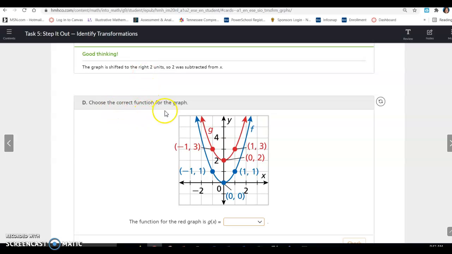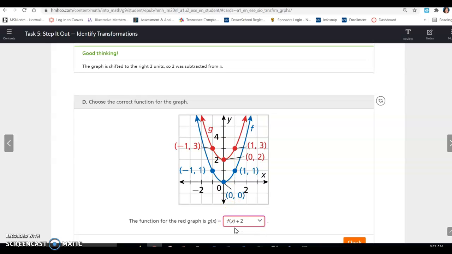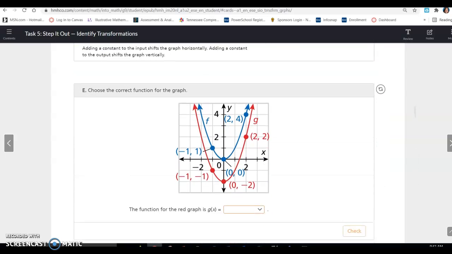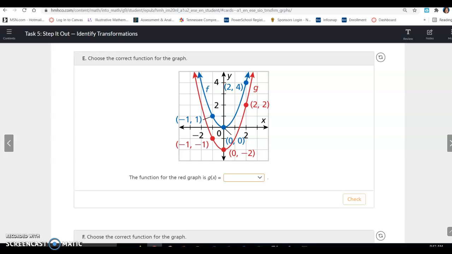All right, choose the correct function for the graph. This one just shifts it up. So this one should be +2. All right, and the more of these you do and practice, the easier they will get. All right, again, remember the blue one is the original one, and then the red one is the shift. So it has been shifted vertically. This one would be horizontally. This one is vertically. It's been shifted down too.